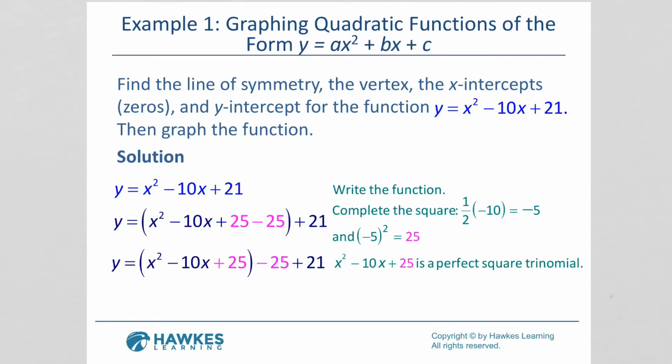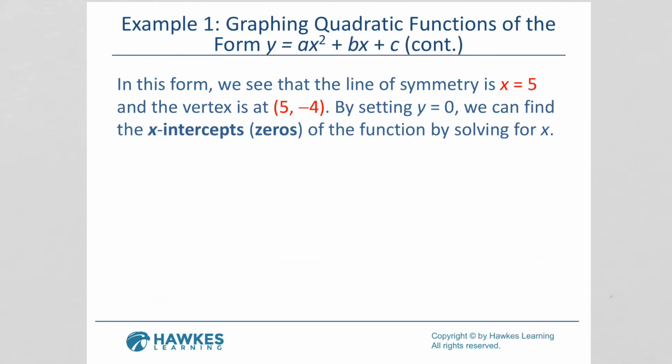In this next step, I'm just grouping the problem a little bit differently. So I'm putting the x squared minus 10x plus 25 together in a grouping and bringing that negative 25 out so that I have negative 25 plus 21. And then what I have inside of my parentheses ends up being a perfect square trinomial that I can factor. So that factors into x minus 5, the quantity squared, and then negative 25 plus 21 is negative 4. Now that equation is in vertex form.